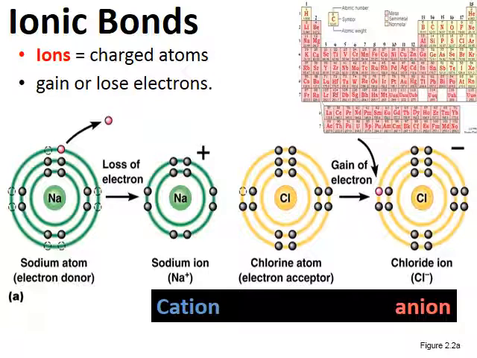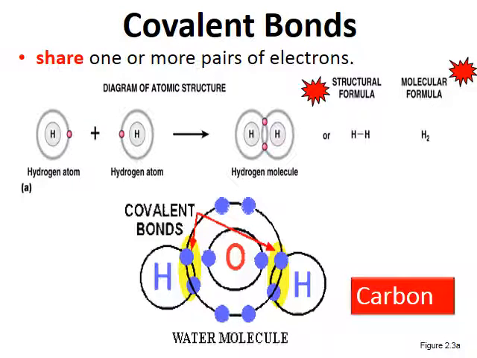So that's how ionic bonds form. One atom gives up an electron, the other one actually takes it away from the weaker one, and you get this charge-based attraction because of the ions that are formed.